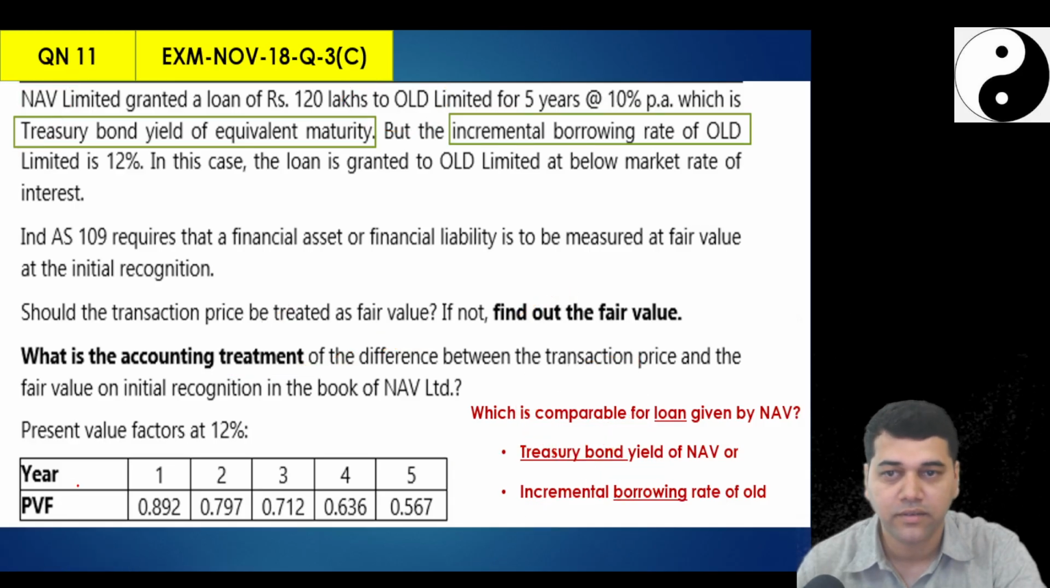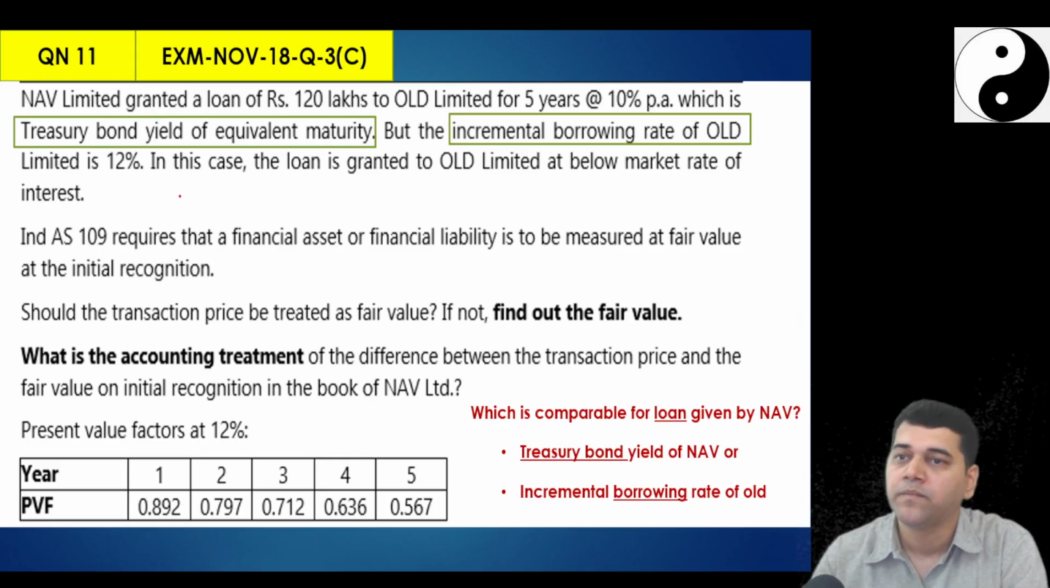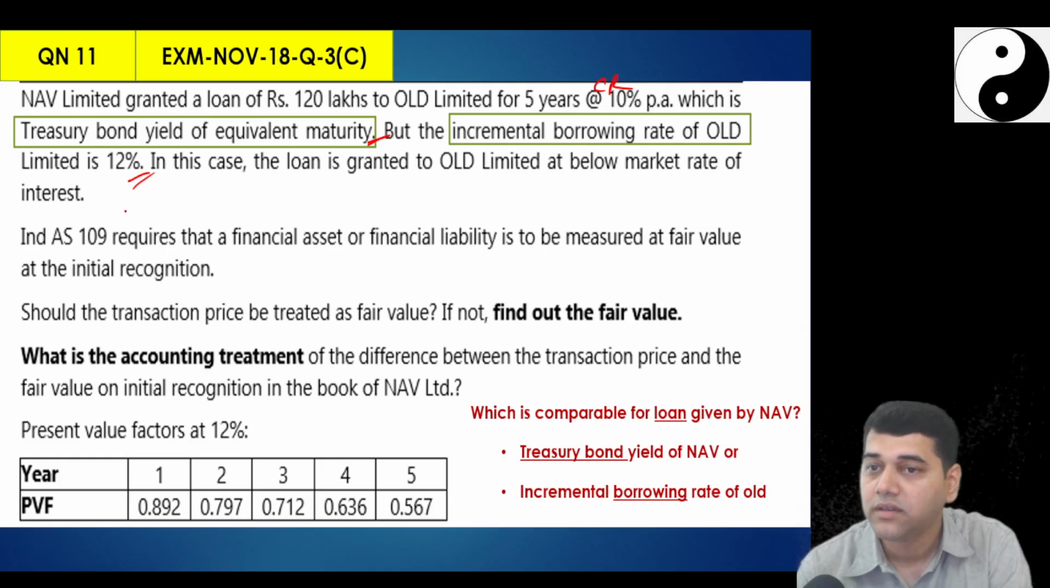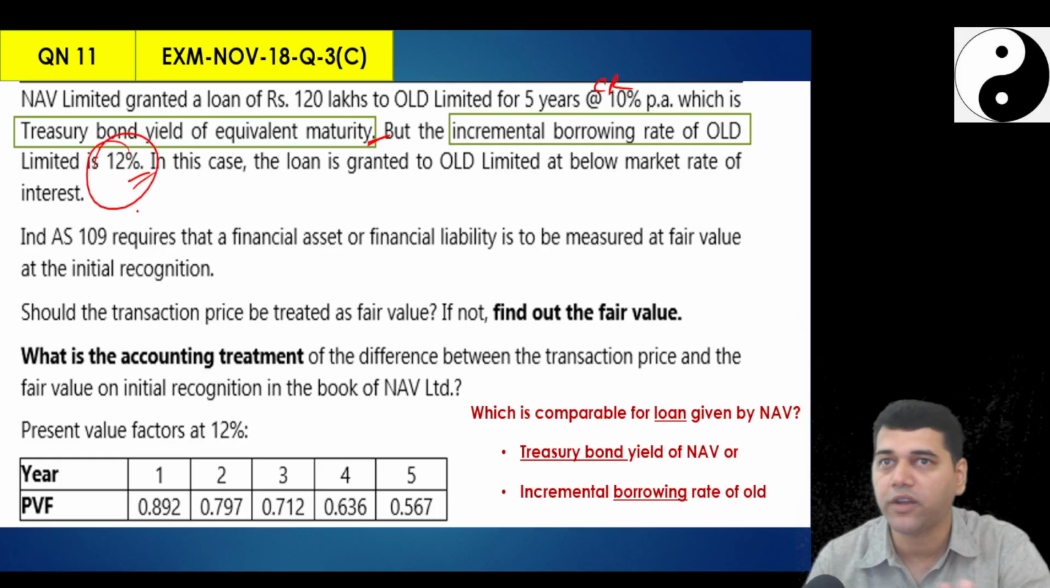One more catch is there, which is the comparable loan. Somewhere something they told. Okay, which is the comparable loan here? NAV Limited granted a loan of 120 lakhs to Old Limited for 5 years at 10%, which is the treasury bond yield of equivalent maturity. But the incremental borrowing rate of Old is 12%. Now 10% is your coupon rate. Okay, your discount rate is 12%. Okay, you don't have any confusion there, no?